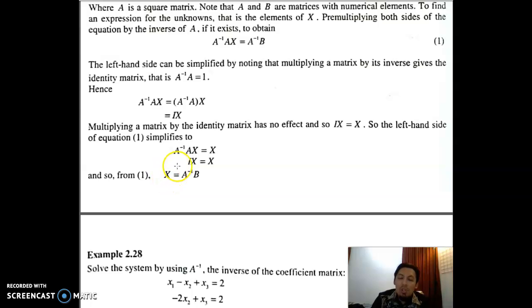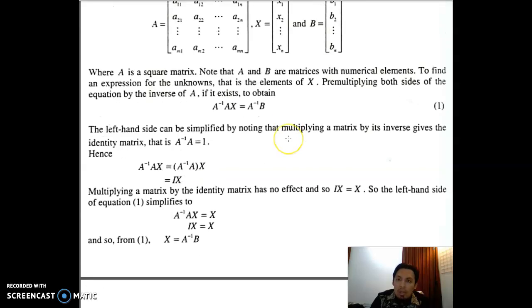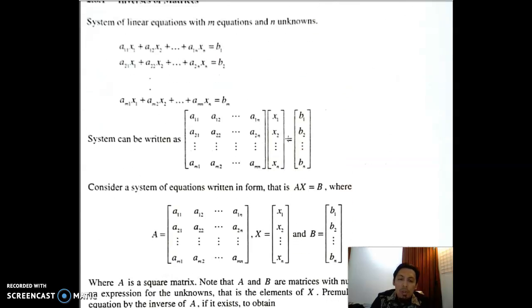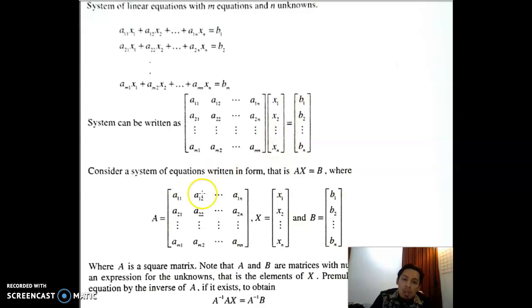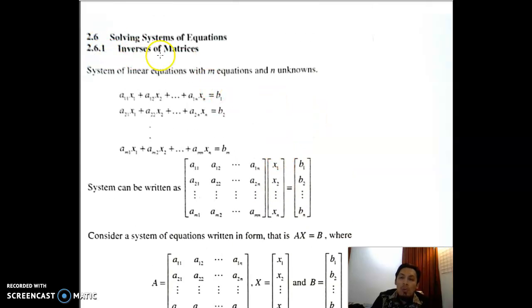So to find the x, you need to multiply B with the inverse of A. In other words, if we arrange it like this, to find the value of x here, what we need to do is simply multiply B with the inverse of A. So basically we are going to find the A inverse first, then multiply with B to find the value of x. That is how we solve the system of equations by using inverse.